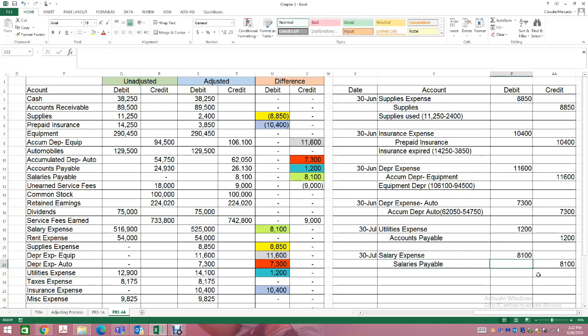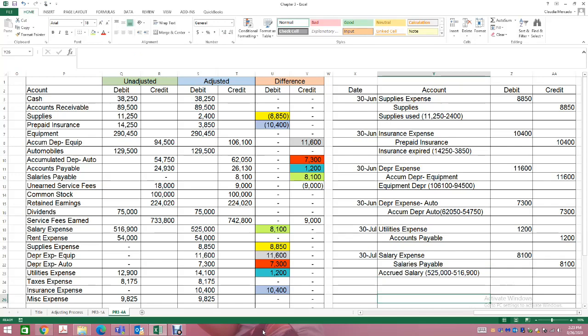Okay. The amount is $8,100. And this is accrued salary. And how did we get accrued salary? $525 minus $516,900. $8,100. Okay.